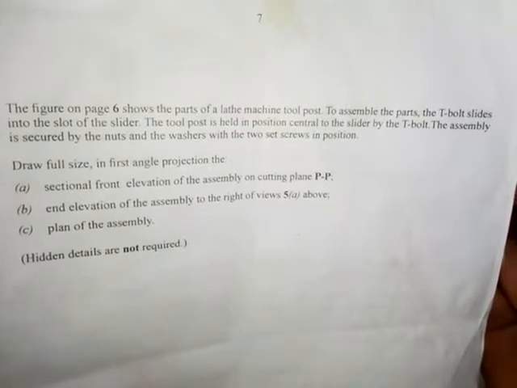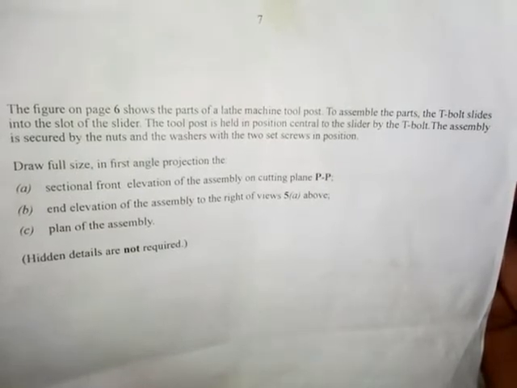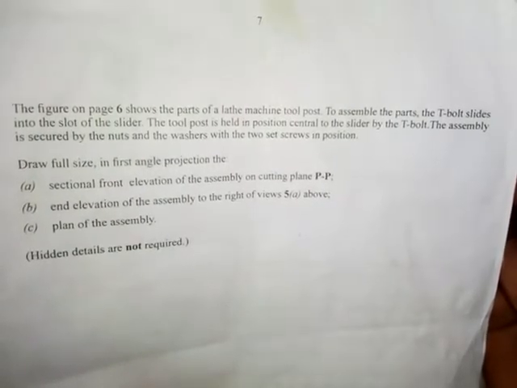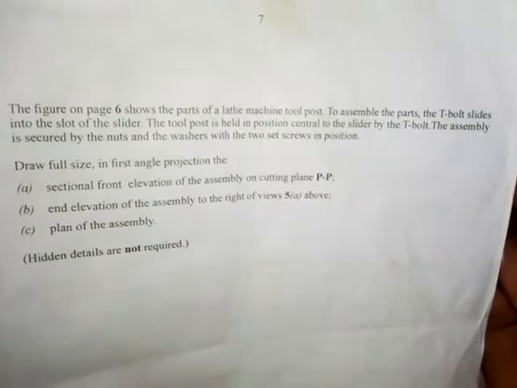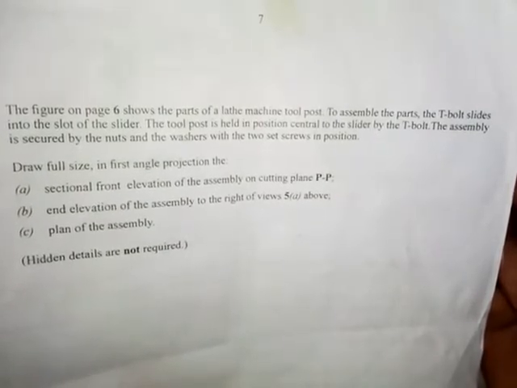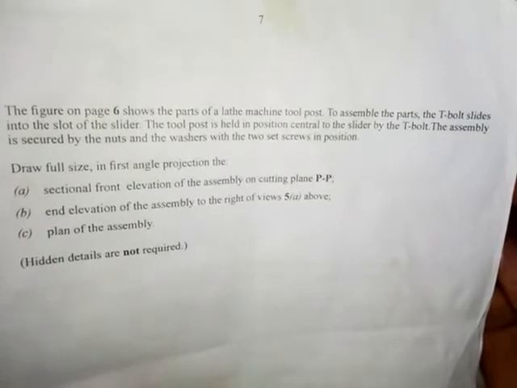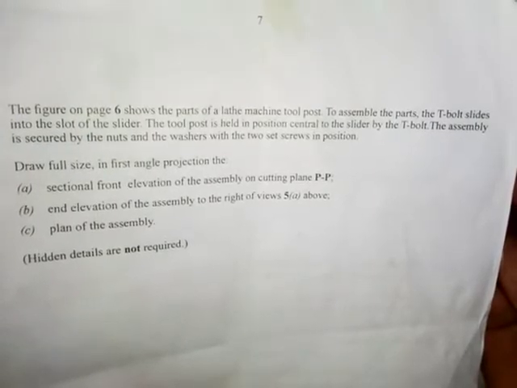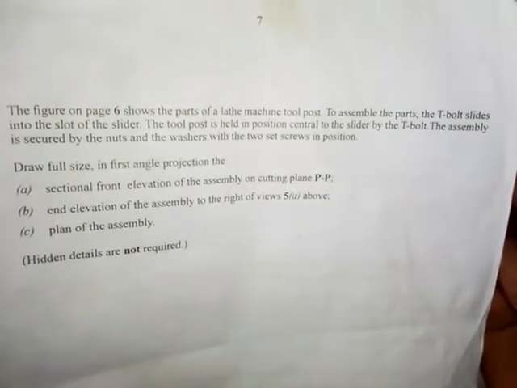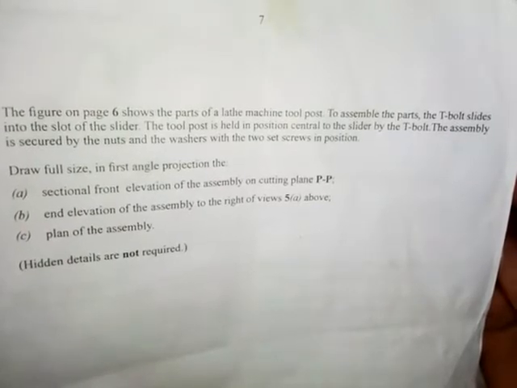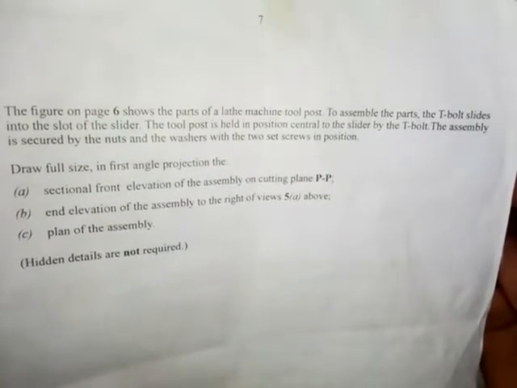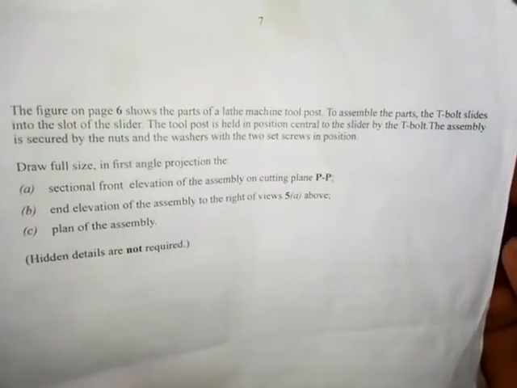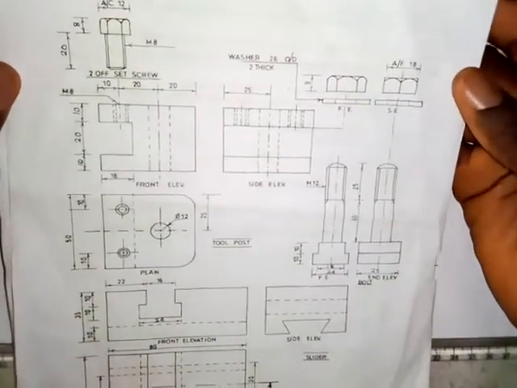Draw full size in first angle projection: question A, sectional front elevation of the assembly on cutting plane PP; question B, end elevation of the assembly to the right of view 5A above; question C, plan of the assembly. Hidden details are not required. So let's look at the diagram to know what we want to do.